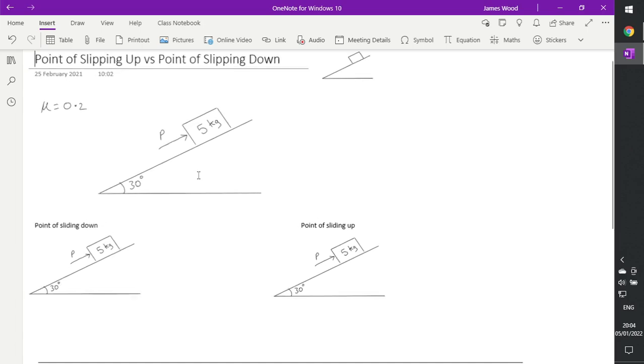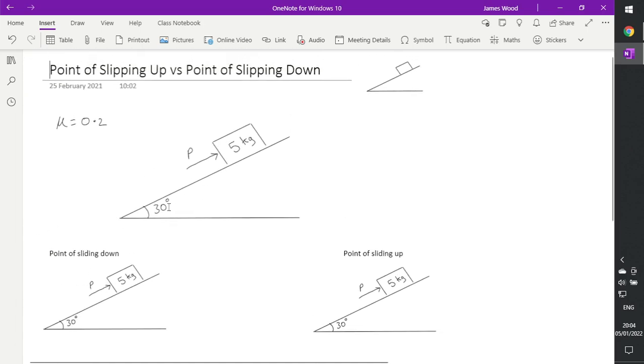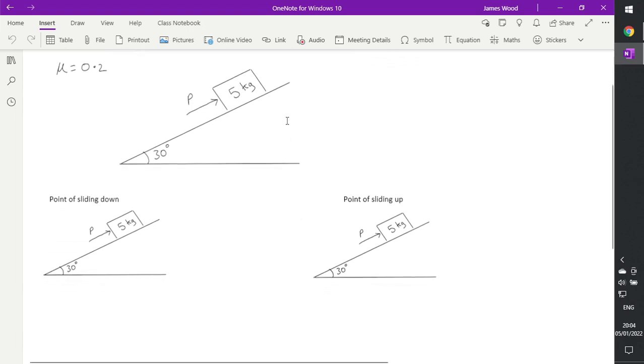Now, I've got a slope of 30 degrees, mu is 0.2, and there's a force P pushing the object up the slope. If it's in equilibrium, that means overall it is not accelerating up or down, it's just sat there. There are actually two different scenarios that could happen. From the outside, they would look the same. If you were watching this box, it would just look like the box was still. But we can be on the point of sliding down the slope, or on the point of sliding up the slope.